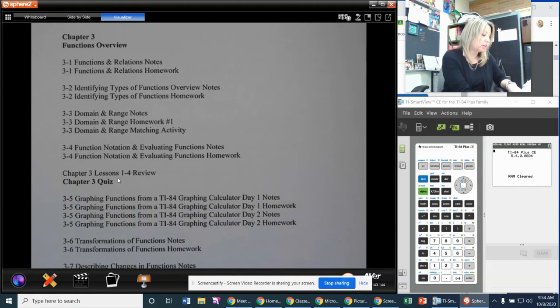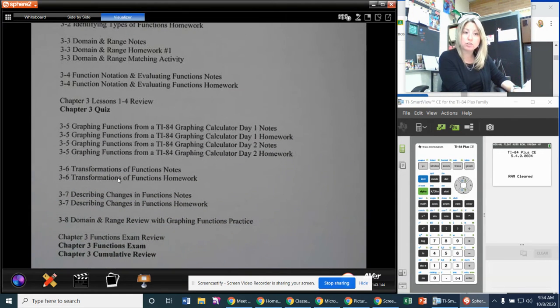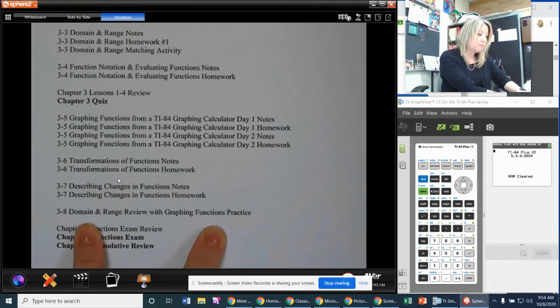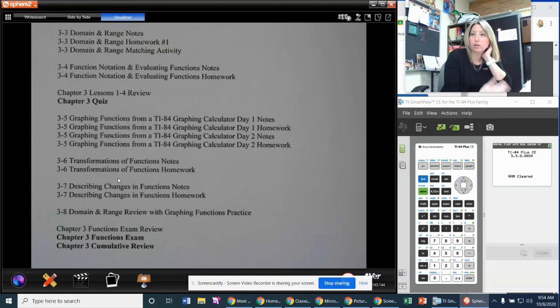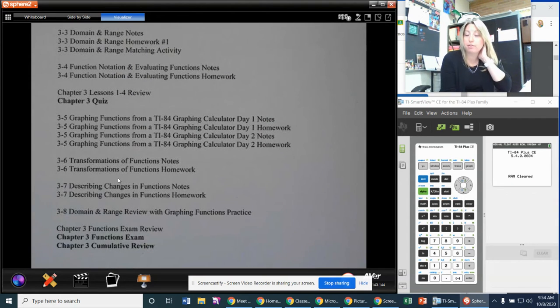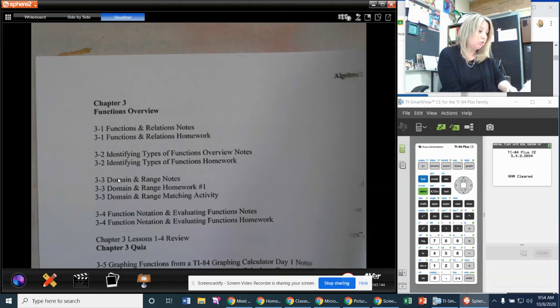Then we start talking about transformations of functions and describing changes in functions. I'll do one last little graphing functions with domain and range, and then we'll talk about having our exam in Delta Math. So chapter 3 exam review, and then the chapter 3 exam will be in Delta Math, where we're taking all our assessments. Okay, so let's begin with functions and relations.